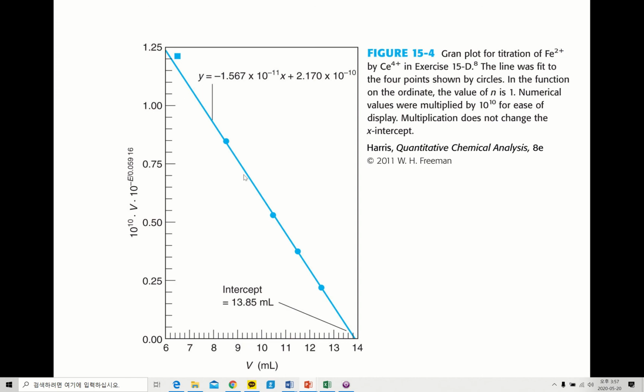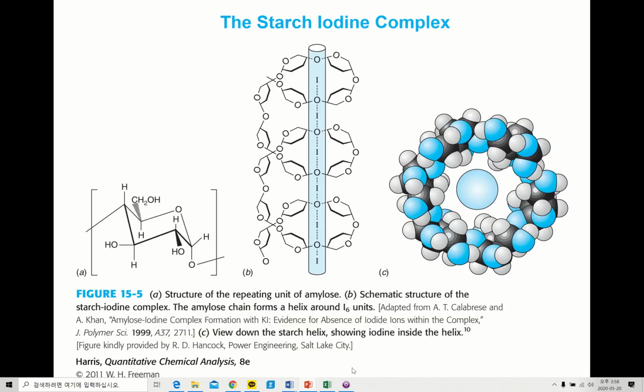You add more and more standard solution, and then you will see the curve looks like this. It will bend like that, right? Then you take only this linear part and extrapolate to find this x-intercept. This is how the Gran plot is done. Let's stop temporarily here.